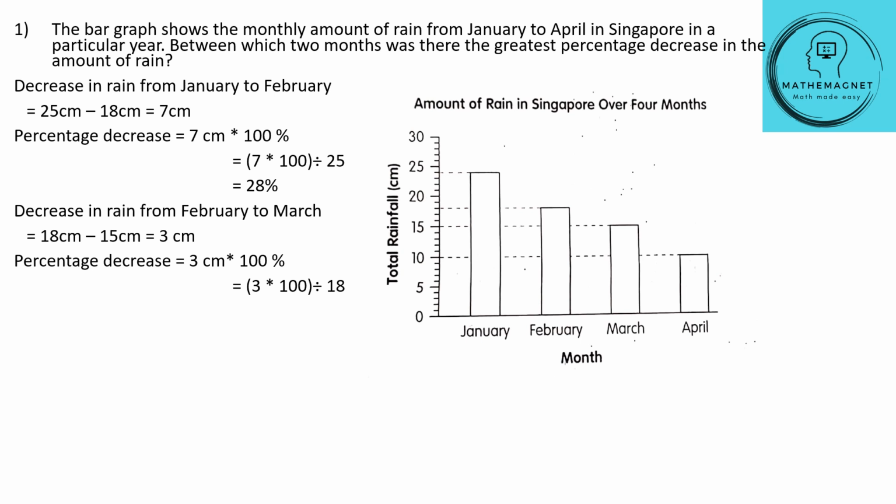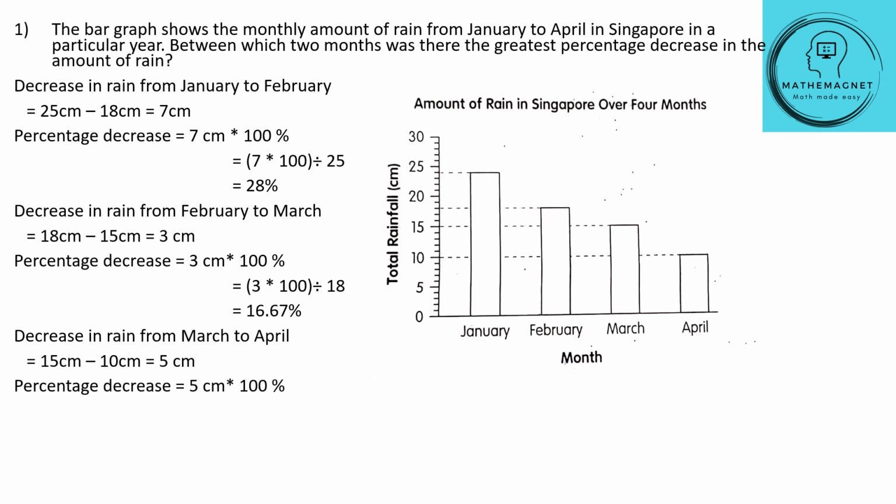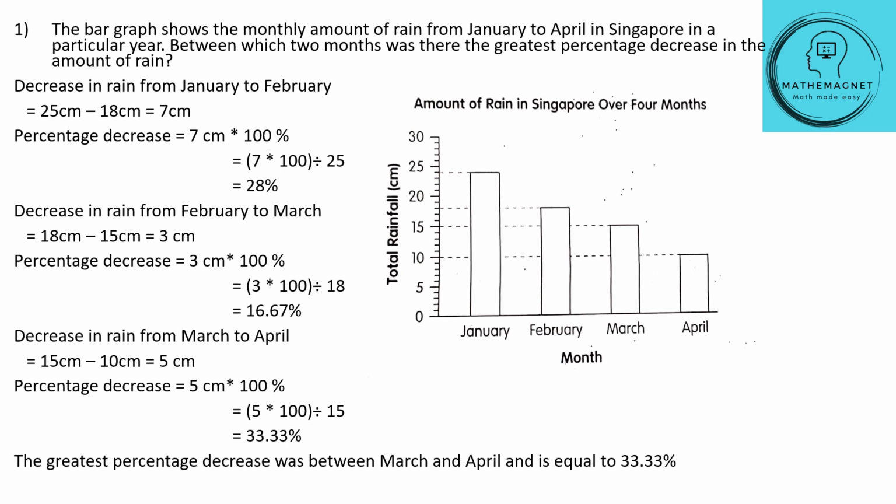February becomes your base value, so it is divided by 18. So that is equal to 16.67%. Now the next 2 months that we need to compare is between March and April. So the decrease in rain from March to April will be 15 minus 10 centimeters, which is equal to 5 centimeters. Now the percentage decrease is 5 centimeters into 100%, so 5 into 100 divided by 15, which is equal to 33.33%. So obviously the decrease in percentage was the greatest between March and April, and it is equal to 33.33%.